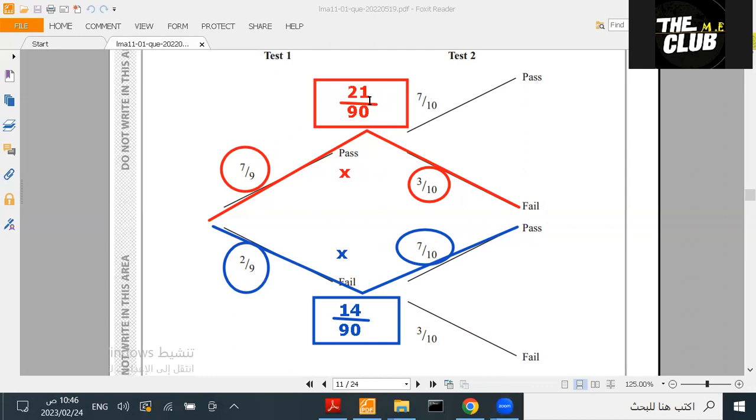So I'm going to add both of these, 21 over 90 and 14 over 90. The full answer comes to 35 over 90. I'll write it as a fraction like this. So the answer is 35 over 90. Let's make it bigger so we know what the answer is.